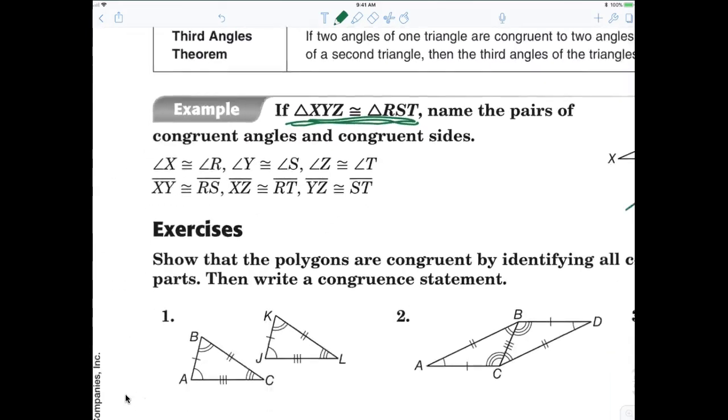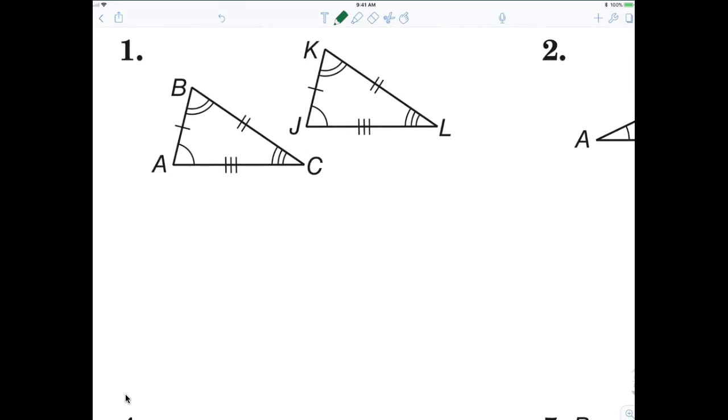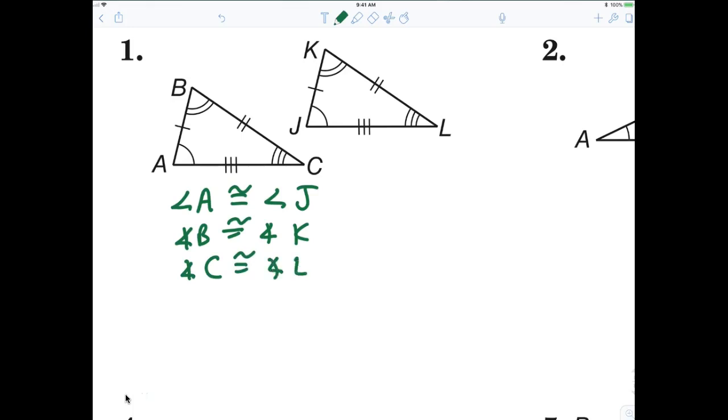All right, so in this figure down here, it's kind of annoying, so I'm just going to write it out once, and then you're going to see how simple it is, and I don't think it's necessary after that. But I'm going to write it out for the first one. So you would say angle A is congruent to angle what? J. Angle B is congruent to angle what? K. Angle C is congruent to angle L. Does everybody got that right off the bat? Everybody good with that? All right, that's three angles.